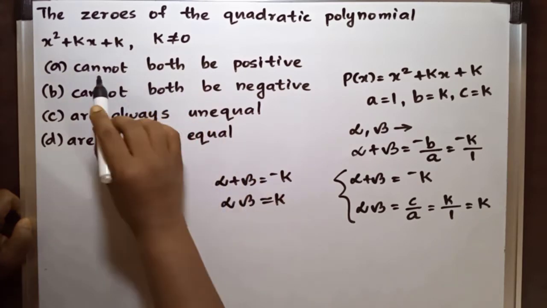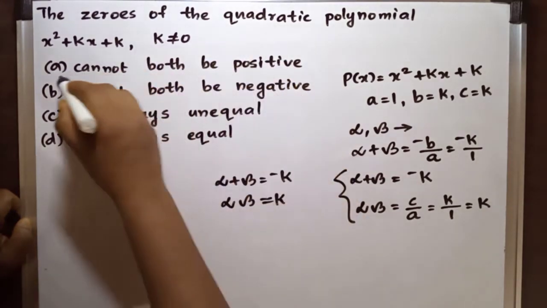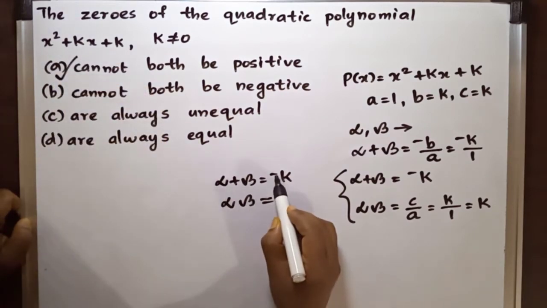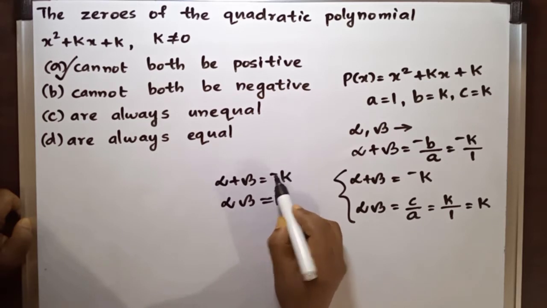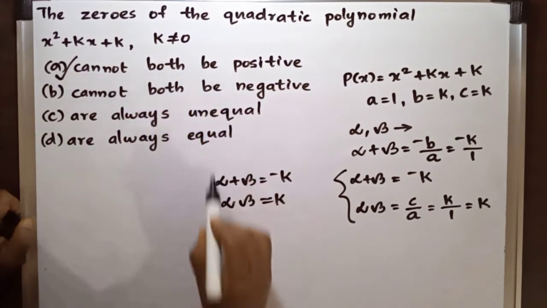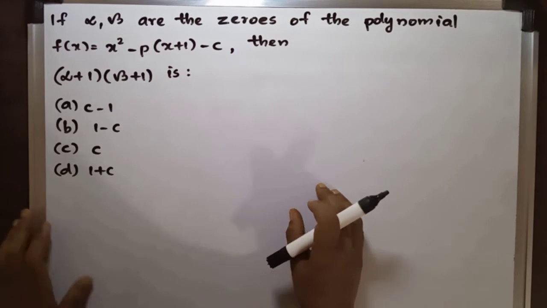So we can conclude both of them cannot be positive. This is the correct answer. If both of them are positive, this could not happen. Here it is given as a negative value for the sum of the zeros of the polynomial. So both of them cannot be positive. Let us read the next question.